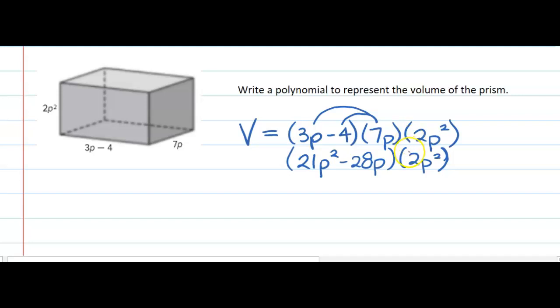Now I need to distribute again. 2p squared times each term. 2 times 21 gives me 42. P squared times p squared. We add those exponents. P to the 4th. 2 times negative 28 is negative 56. P times p squared is p cubed. So this would be a polynomial that represents the volume of the prism.